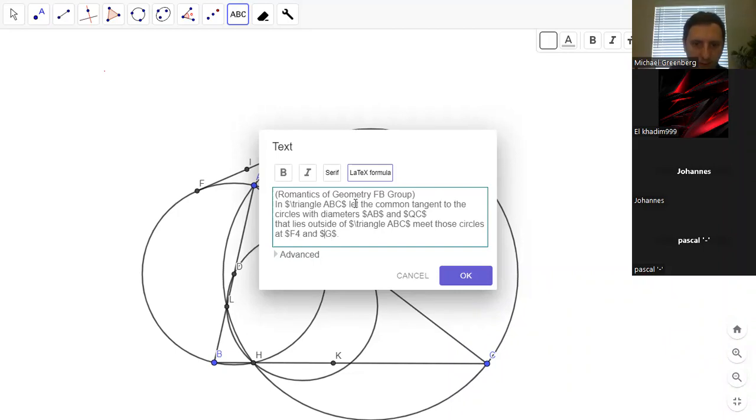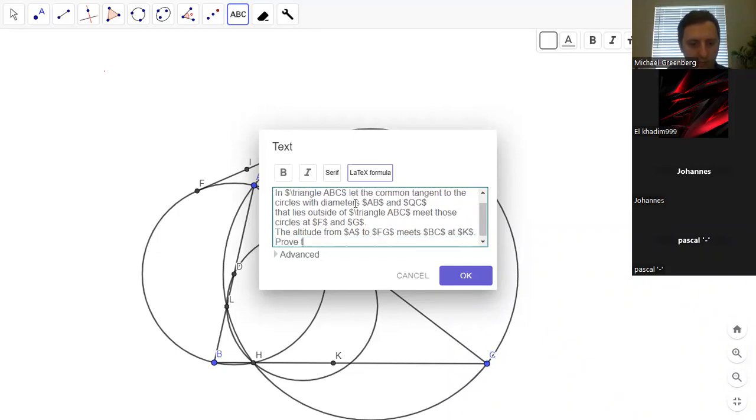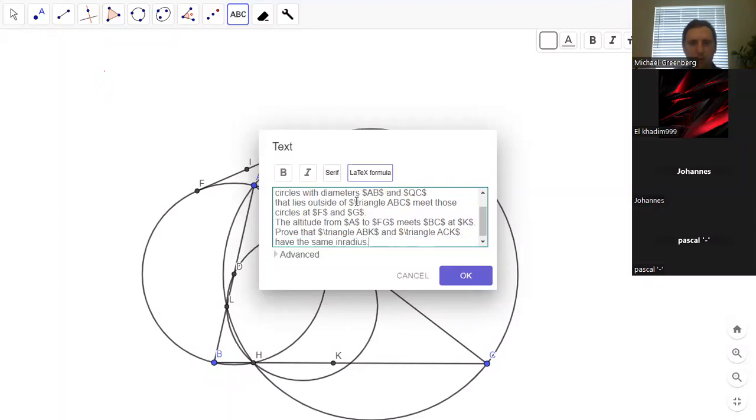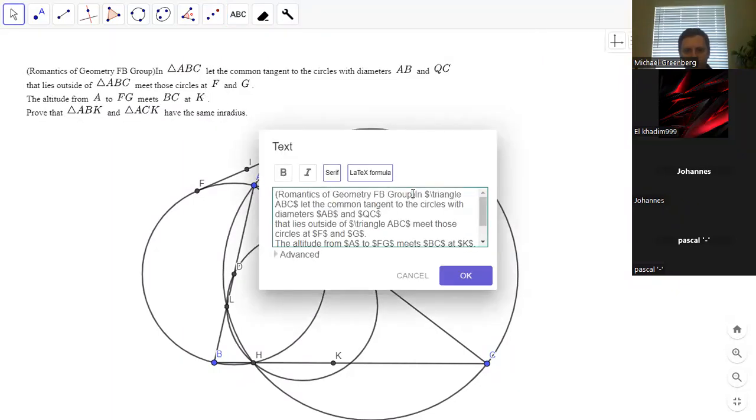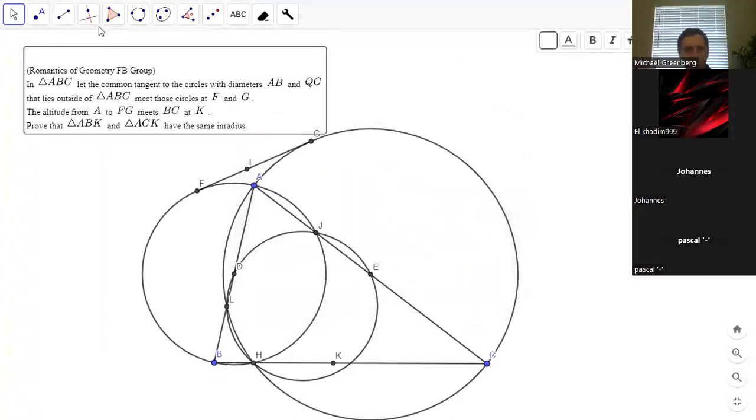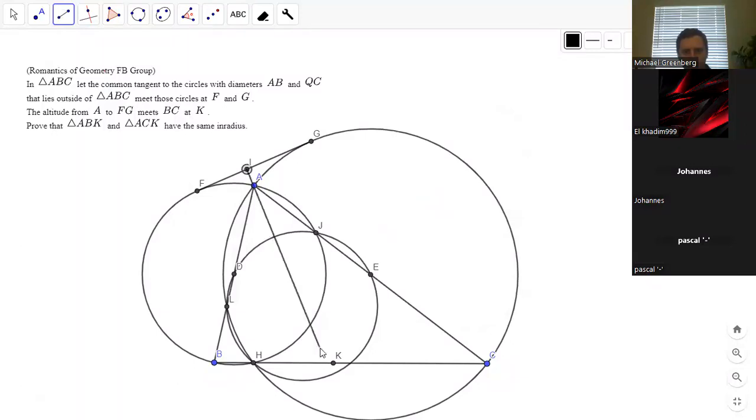The altitude from A to FG. This is just for the people watching on the channel. A to FG meets BC at K. Prove that ABK and ACK have the same inradius. All right. There we go. All right. So this looks like a fun problem.